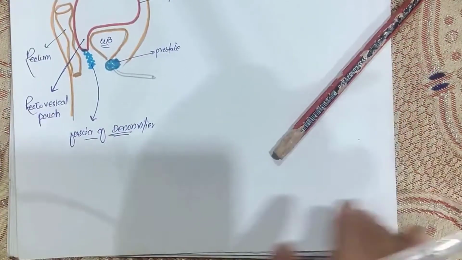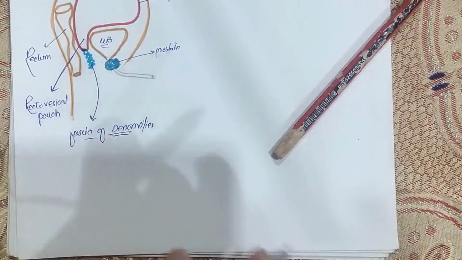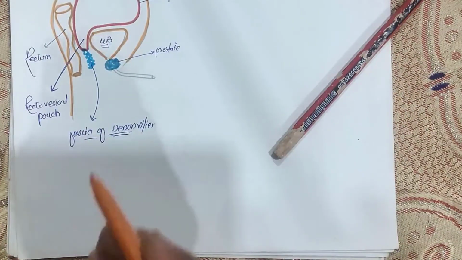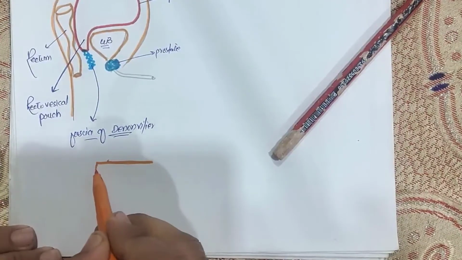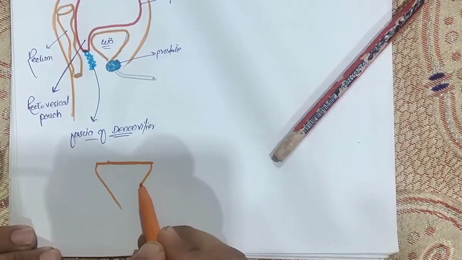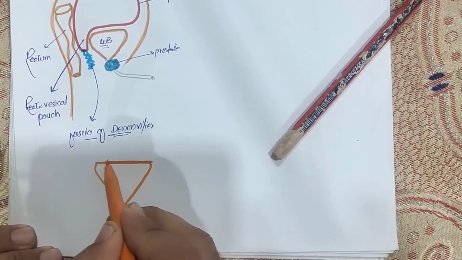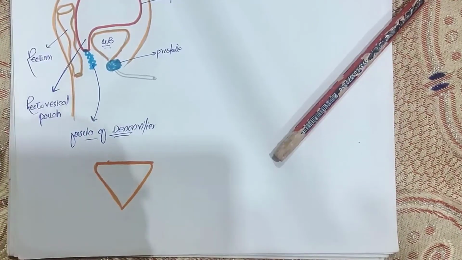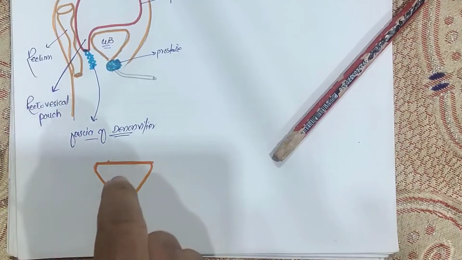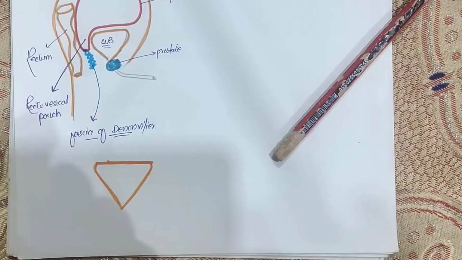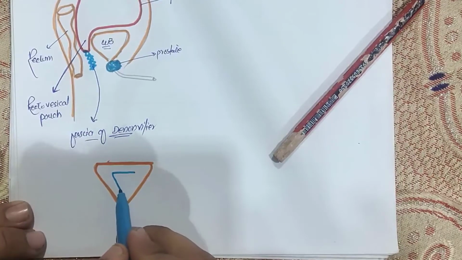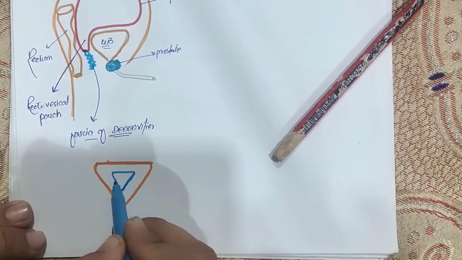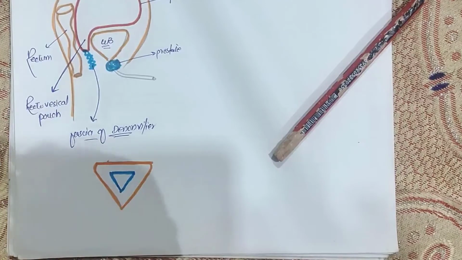I will draw the diagram of the urinary bladder of the male from behind. Now look carefully. This is the diagram of the urinary bladder of the male from posterior side, right? I mean this is the base of the urinary bladder of the male. Now what structures can you see here? First of all, in the base of the urinary bladder of the male there is a triangular area.